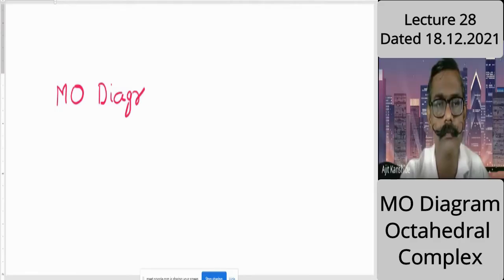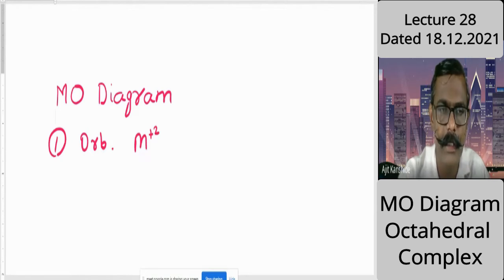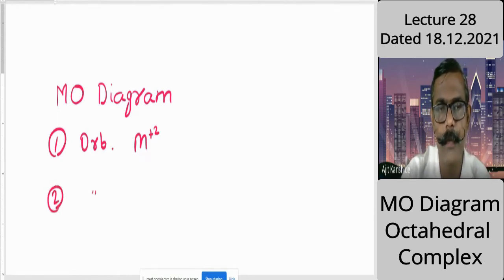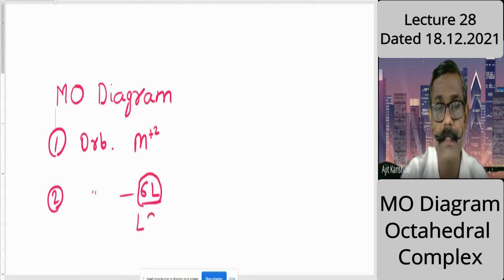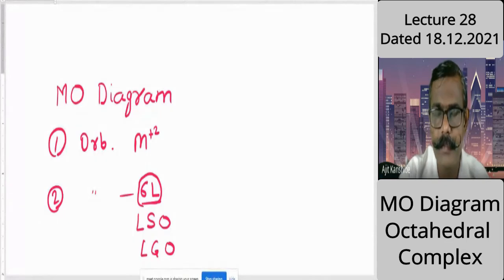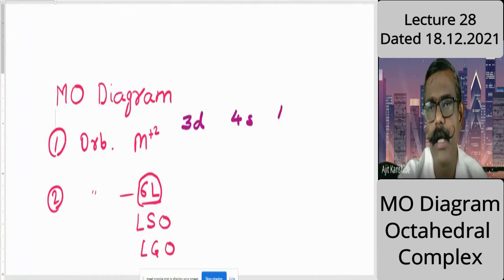Today we have to learn to draw the MO diagram. Before that, we discuss orbitals from the metal ion, and secondly the shapes or orientations of orbitals from ligands. How many ligands are there? 6 ligands, and these 6 ligands will form a group, and that group of orbitals will be ligand symmetry orbitals or ligand group orbitals. About the metal ion, in a general sense, 3d orbitals, 4s orbitals and 4p orbitals are available.